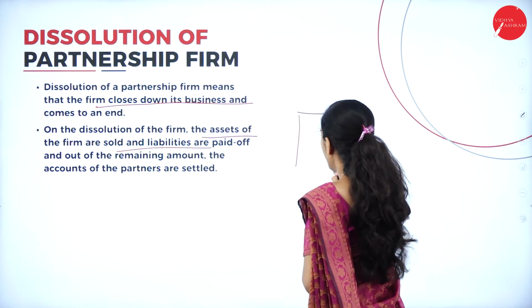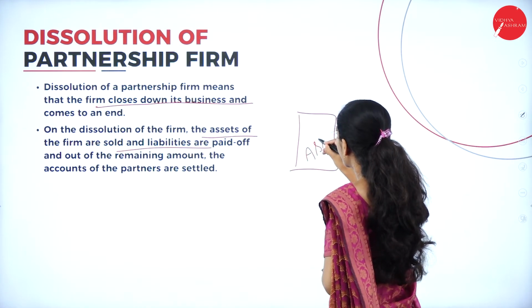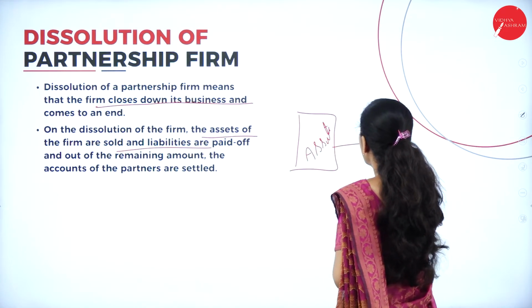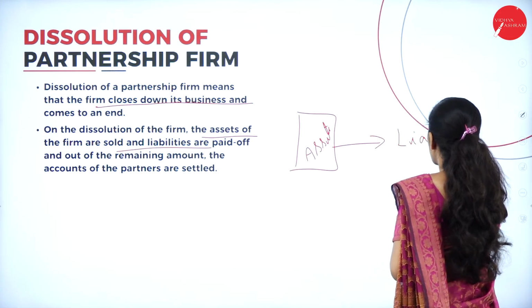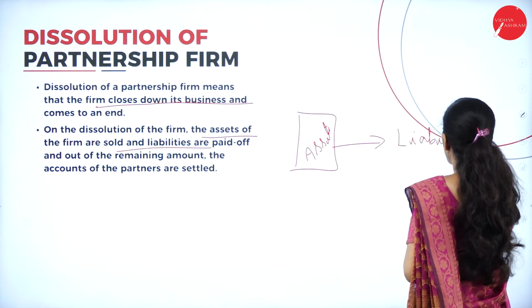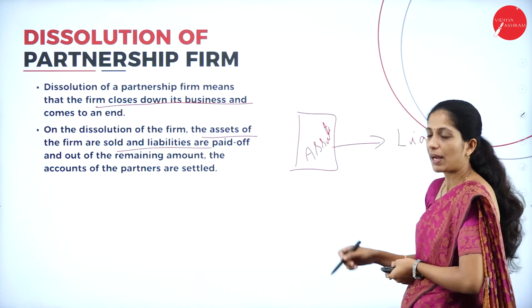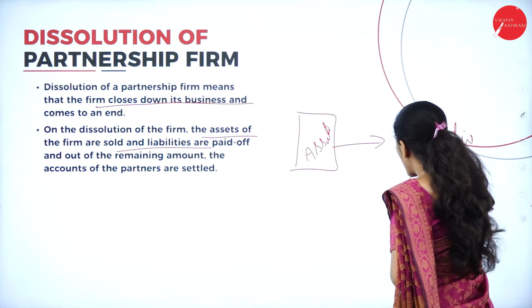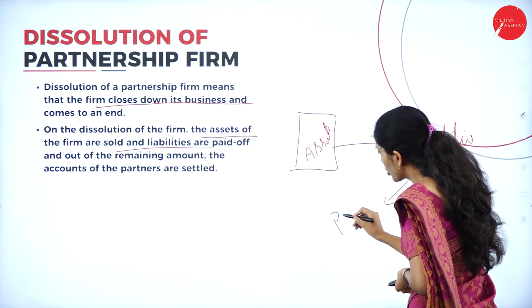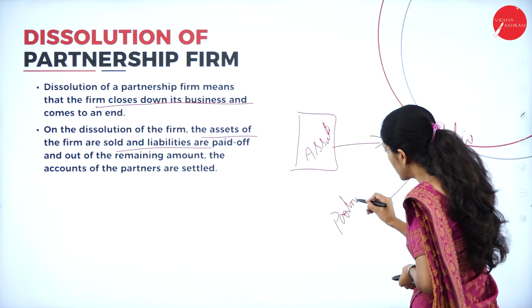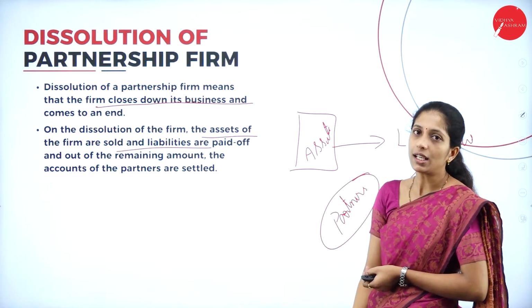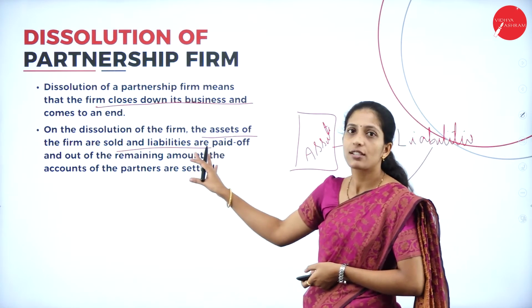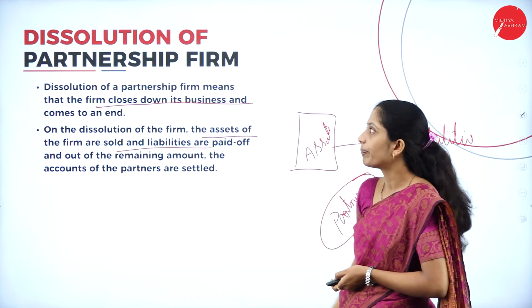So what they will do? They will sell the assets and they will make the payment to liabilities. After making payment to liabilities, if any amount is left, it will be distributed among the partners in their profit sharing ratio. So this is about dissolution of partnership firm.